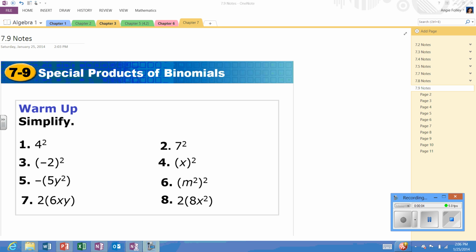Okay, we have lesson 7.9 for Algebra 1. We're going to look at special products of binomials. So in the last lesson, we looked at multiplying polynomials together, specifically two binomials, and we looked at FOILing. So we're going to use that concept a little bit today.